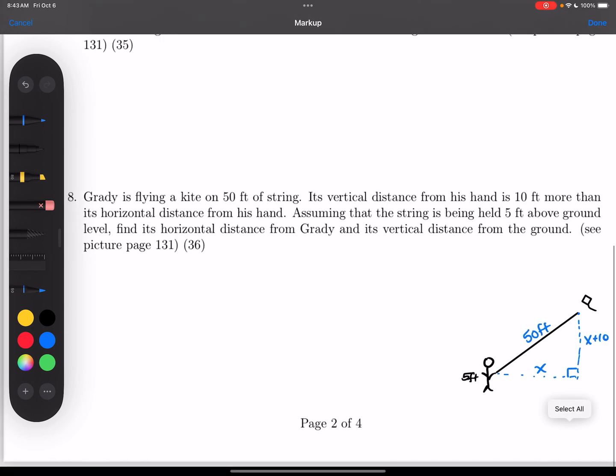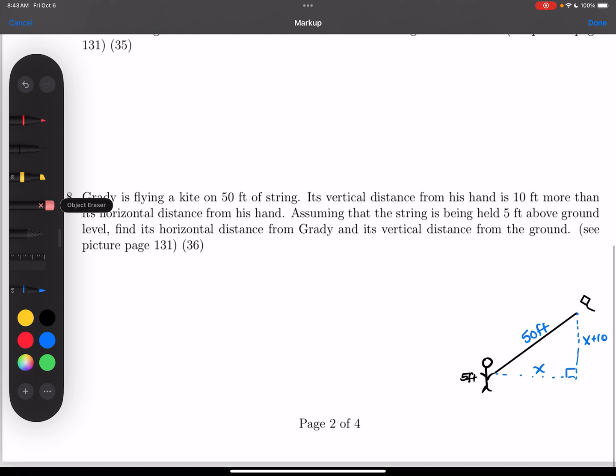So what do we know about right triangles? Or what formula can I use to solve right triangles from geometry? Yep, a squared plus b squared equals c squared, the Pythagorean theorem. So we're going to have x squared plus, in parentheses, x plus 10 squared, because we have that whole piece, is equal to 50 squared.